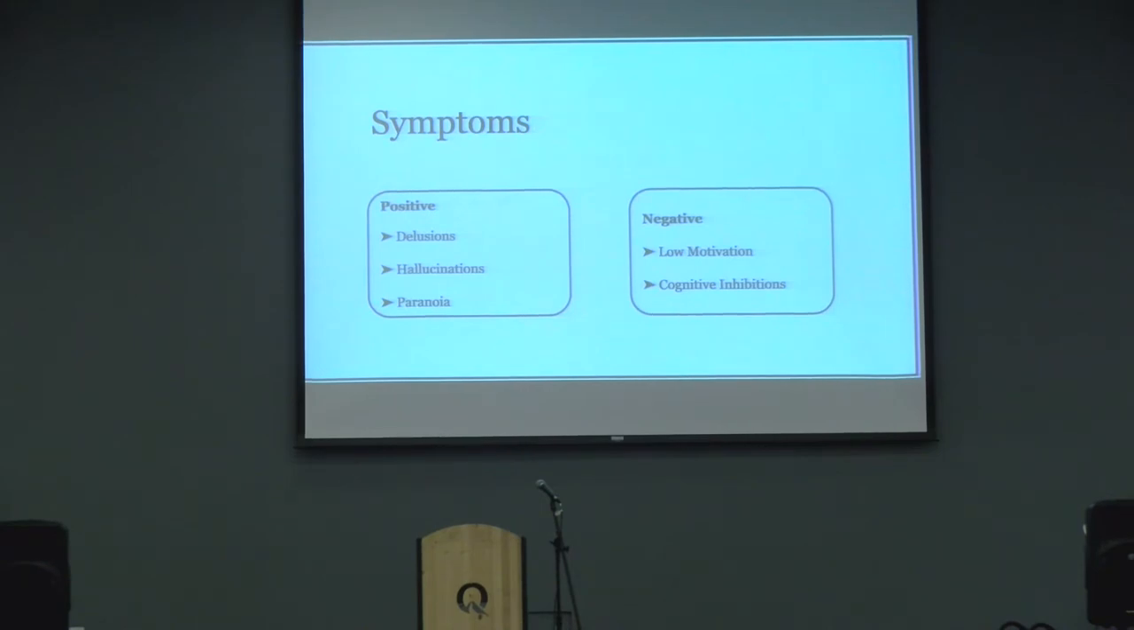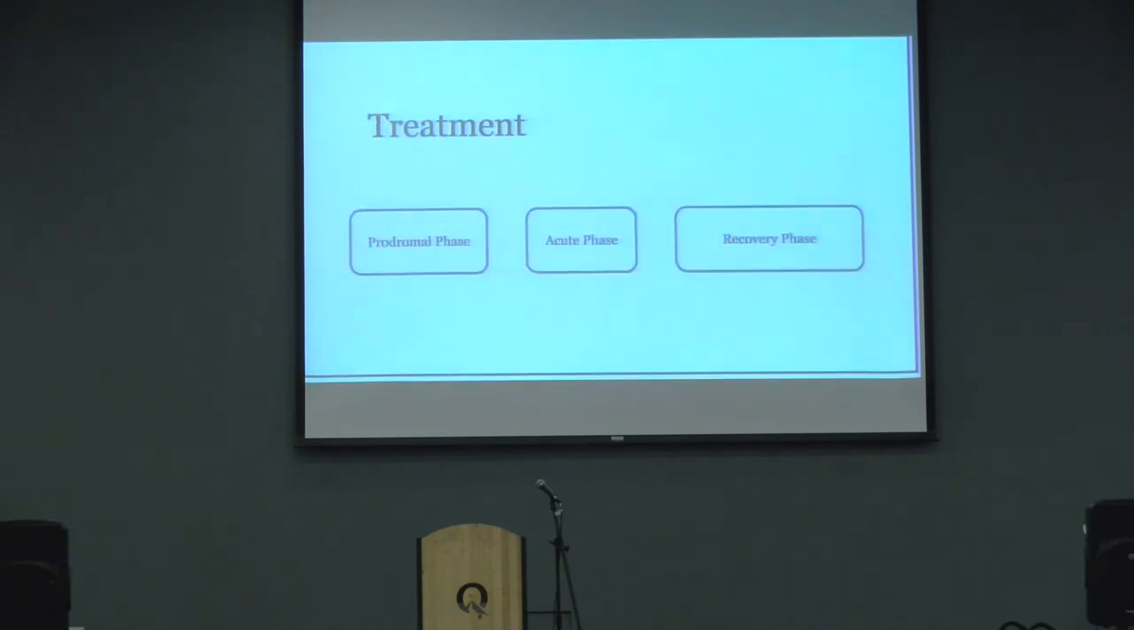Now the next question, and the main part of my presentation, is how do you treat psychosis? When we look at psychosis, we need to also understand that there are three phases when it comes to treatment. The prodromal phase, which is when not many symptoms are apparent. Acute phase is when there are a lot of psychotic symptoms apparent. And the recovery phase, which usually takes the longest step, ranging from a few months to a few years.